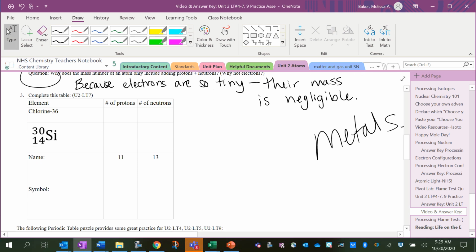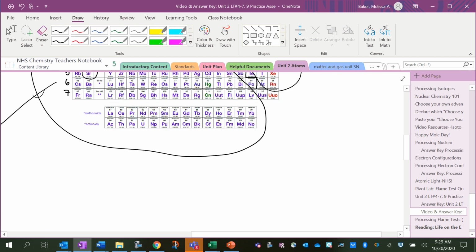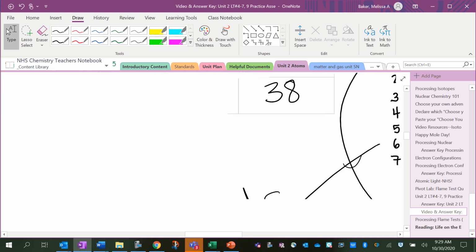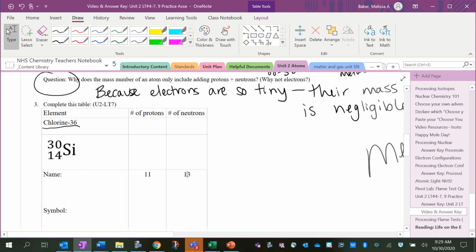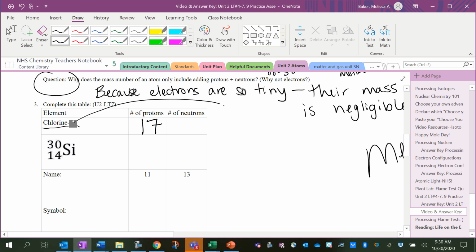All right, learning target 7 is about isotopes and being able to complete information about these isotopes. So the first one is chlorine-36. So let's look up chlorine's atomic number. It's number 17. Okay, so that means that chlorine is going to have 17 protons. Now, to get the number of neutrons, we've got to take the mass minus the number of protons. And that comes out to be 19 neutrons.